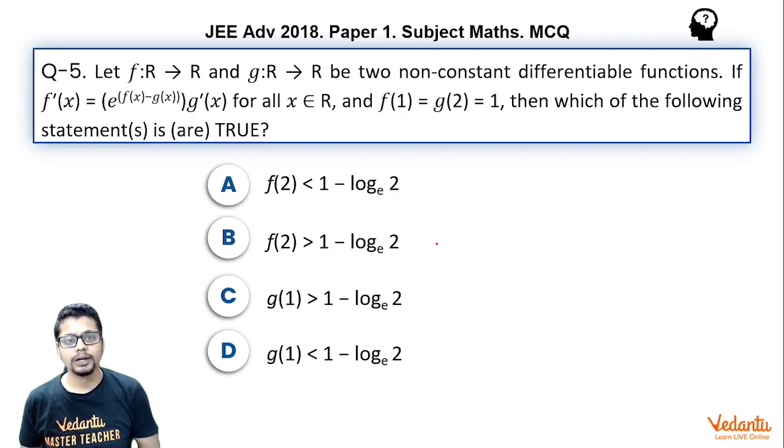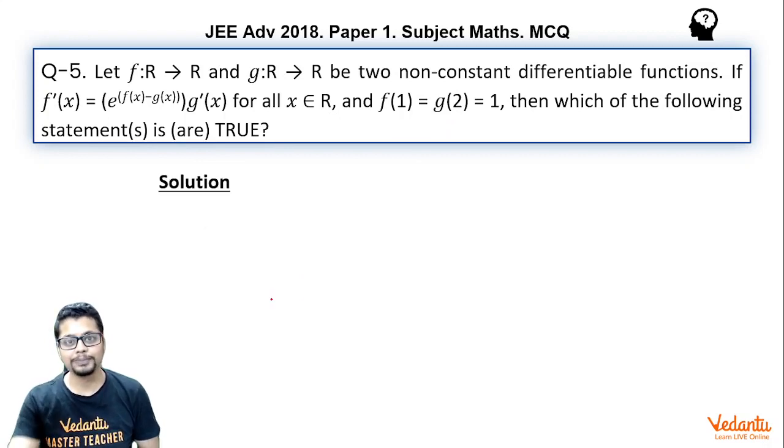And there are four options, and it is a multiple correct type question. So here one thing that should come to our mind is, if I take e to the power f of x on the other side, then I can easily integrate both sides. Another thing that I should notice is, here f of 1 is given and comment upon f of 2 has been asked, and g of 2 is given and comment upon g of 1 has been asked. So with these two things in mind, let's proceed.